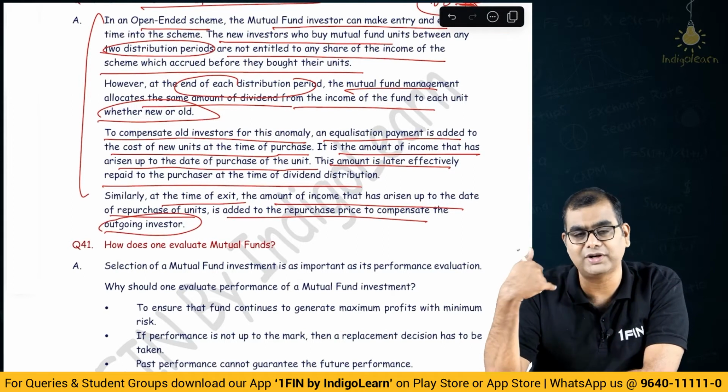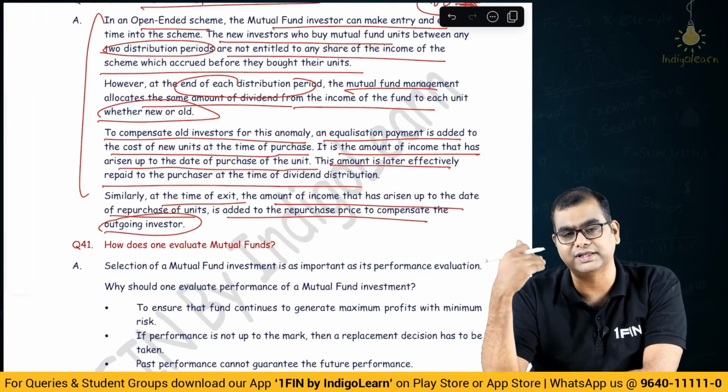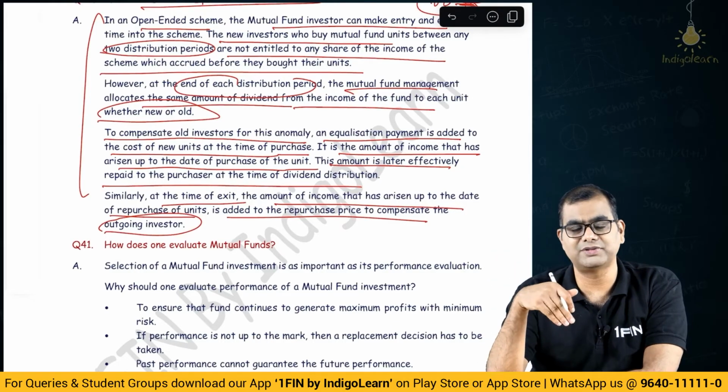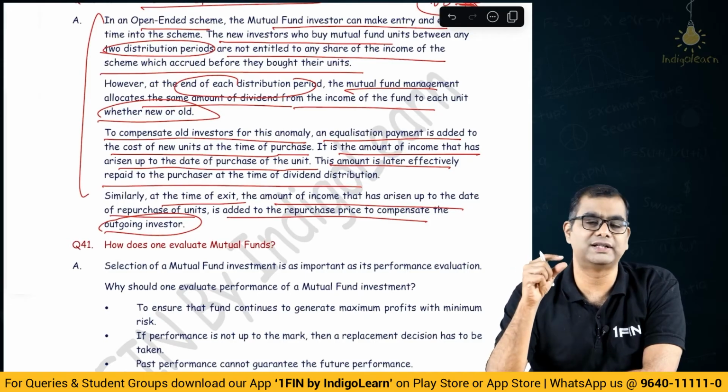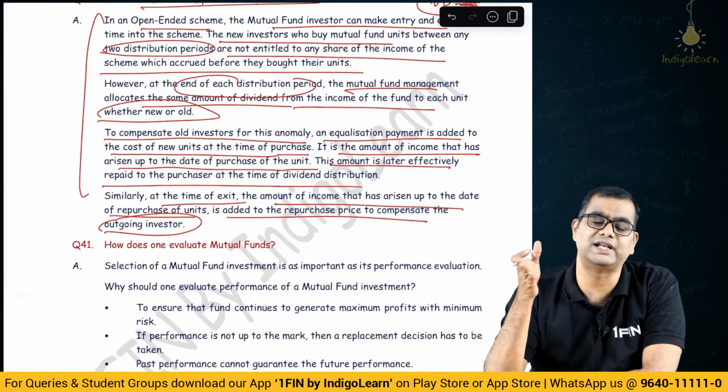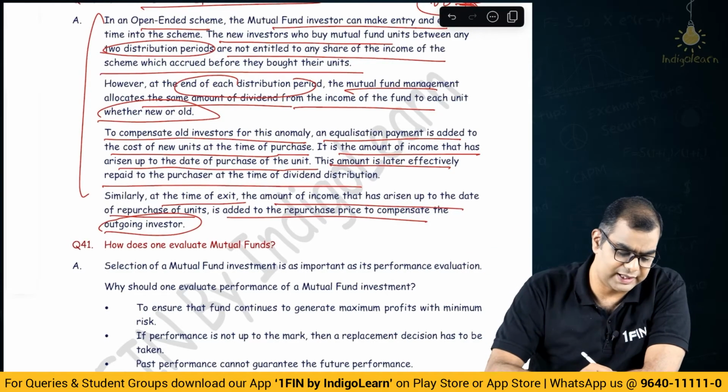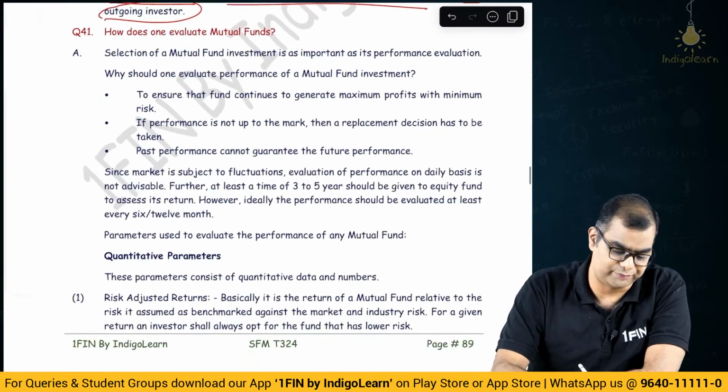So, this is someone coming in. So, let us say someone is redeeming in between. If somebody redeems in between, the income that is accrued till that date is also paid off to that investor who is leaving in between. Alright. So, we will understand this when we solve a problem.